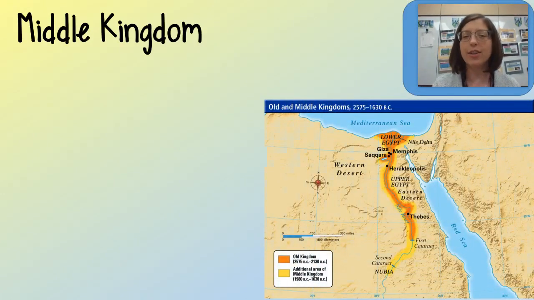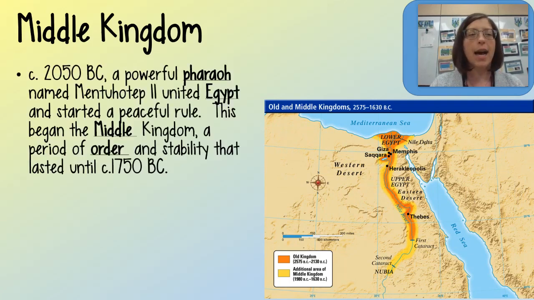Hi guys. Now we're going to talk about the Middle Kingdom. Okay, so here is our map. Middle Kingdom, right? Egypt. Circa 2050 BC, a powerful pharaoh named Mentuhotep, the second, unified Egypt and started a peaceful rule. This began the Middle Kingdom, a period of order and stability that lasted until 1750 BC.